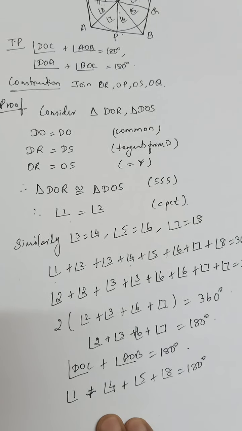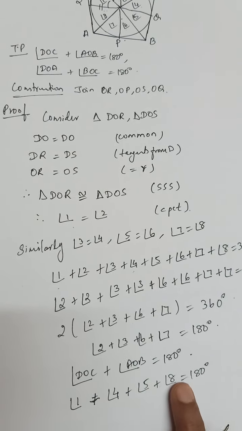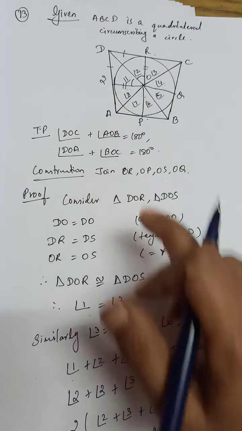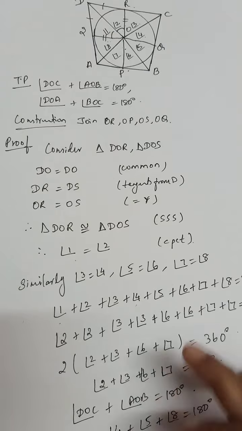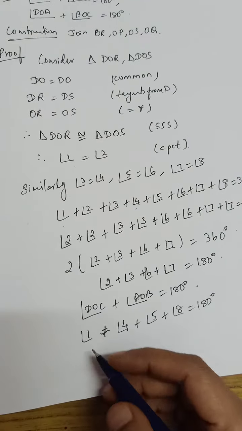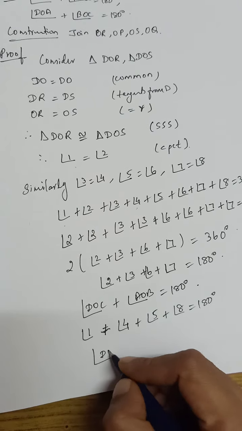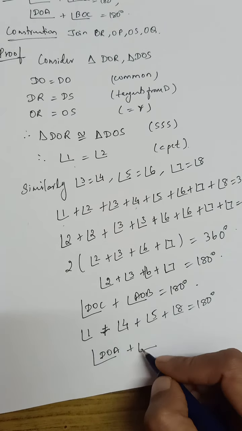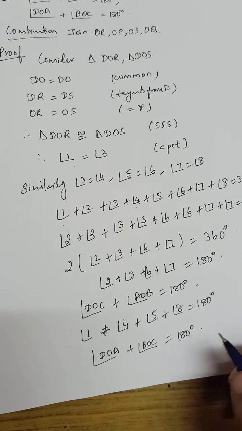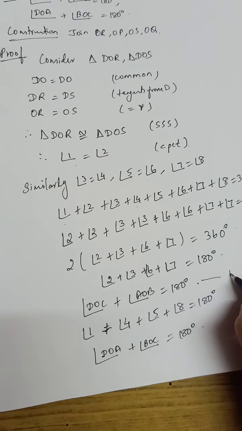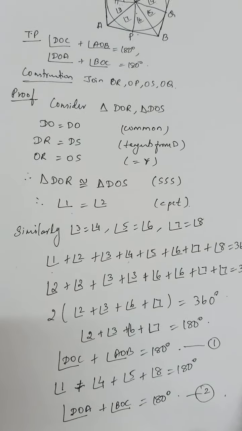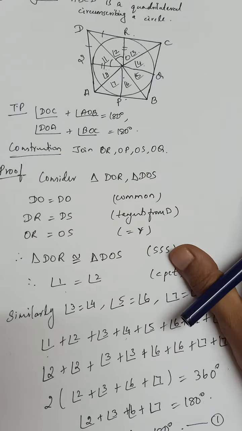Now if you club, you will get 1 plus 8, which is angle DOA, and 4 plus 5, which is angle BOC. So I am getting angle DOA plus angle BOC equal to 180 degrees. So I have proved both the first one and the second one, hence proved. This is the solution.